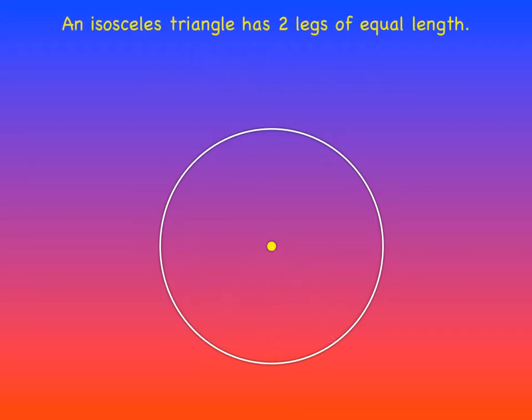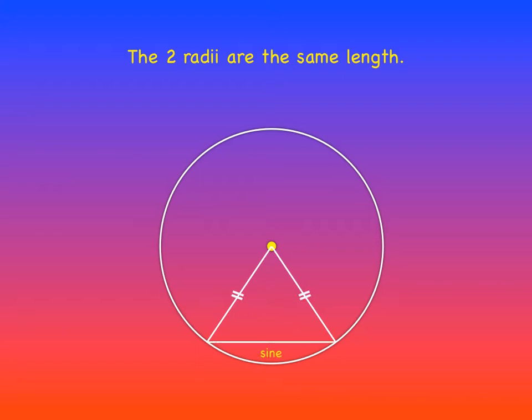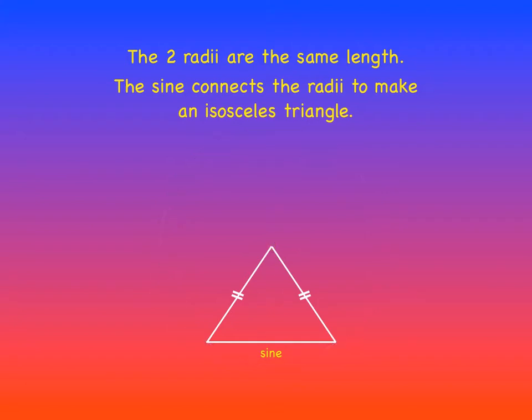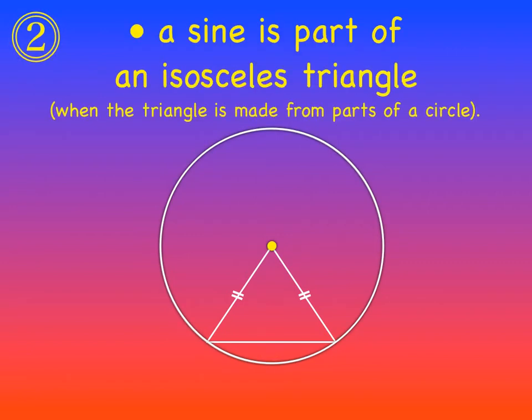An isosceles triangle has 2 legs of equal length. The 2 radii are the same length. The sine connects the radii to make an isosceles triangle. A sine is part of an isosceles triangle when the triangle is made from parts of a circle.